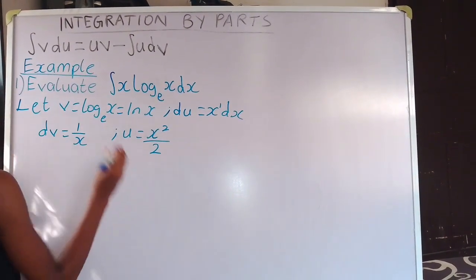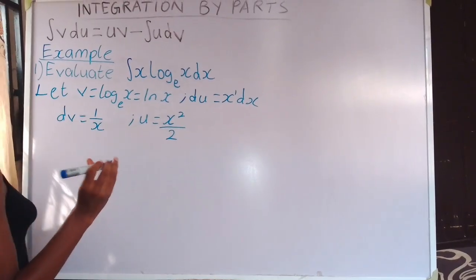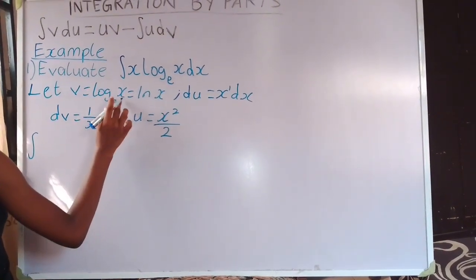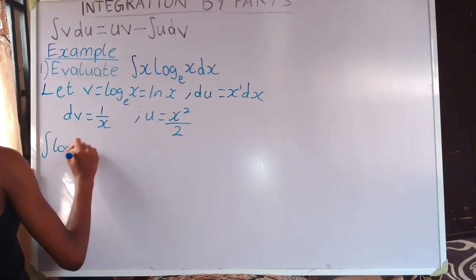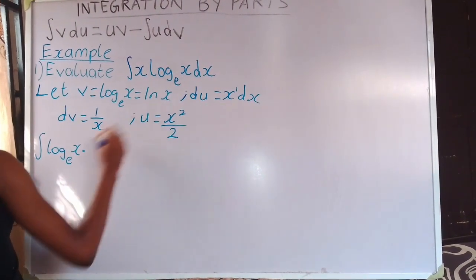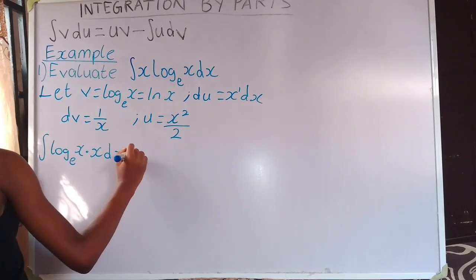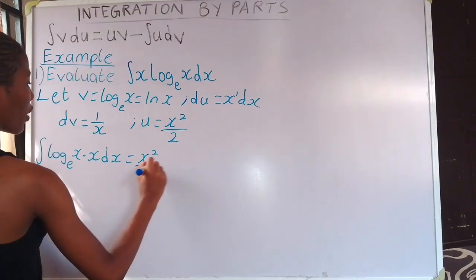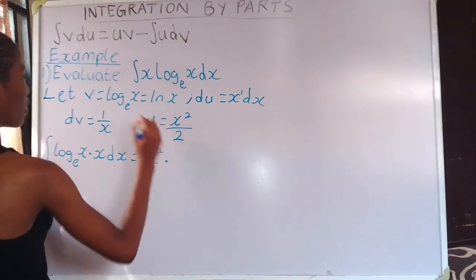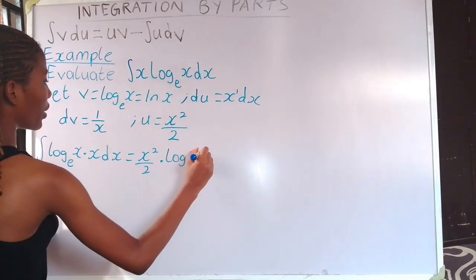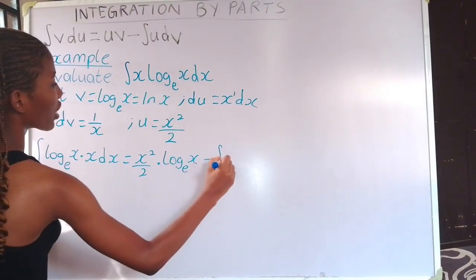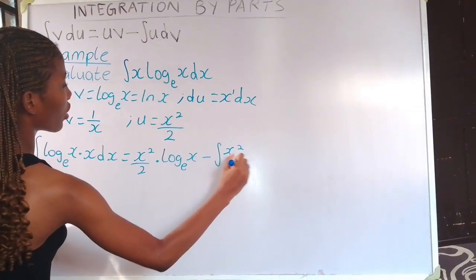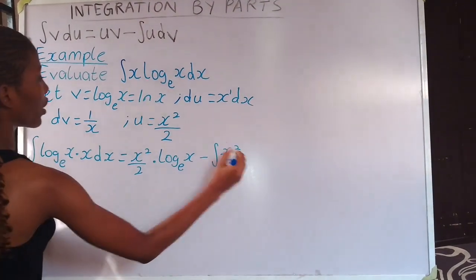Now that we have all our parameters, let's substitute into our formula. So we have the integral of v du, that is log x to base e times x dx, is equal to u, that is x squared over 2, times v, log x to base e, minus the integral of u, x squared over 2, dv is what?